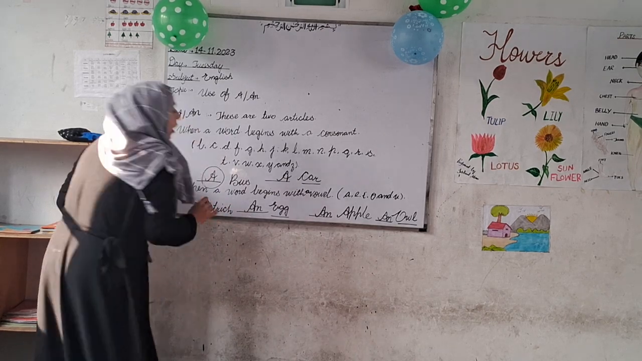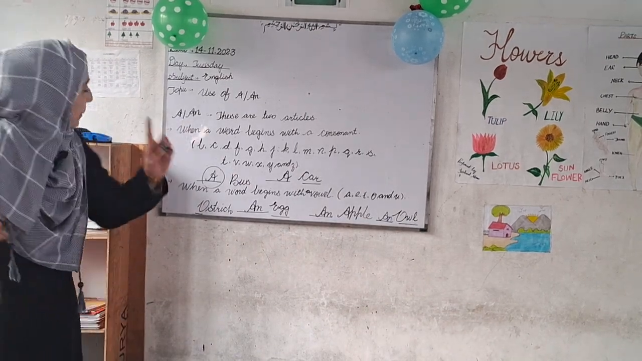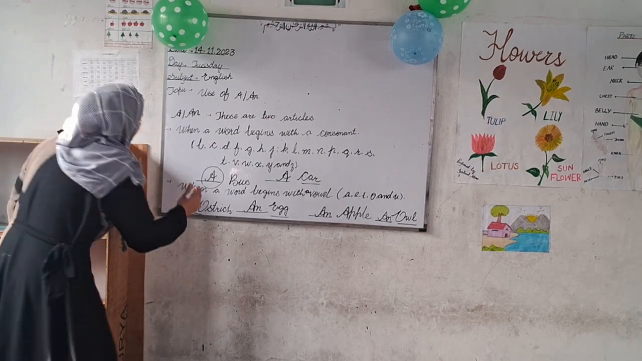Clear? What is the first letter of ostrich? O. What is O? O is a vowel. So before this word ostrich, we use article an here.